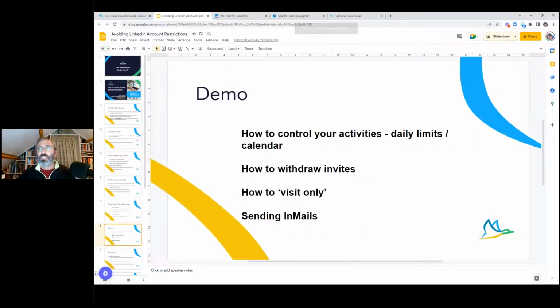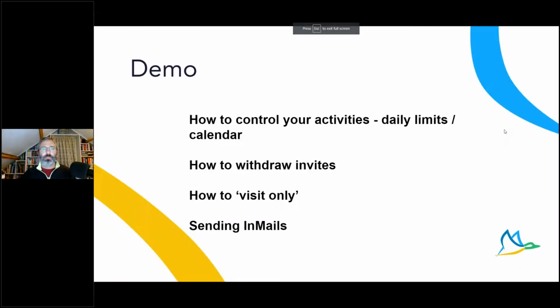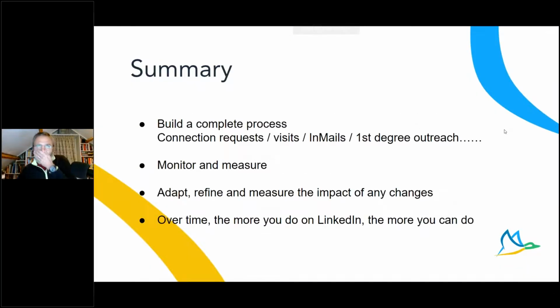Let's go back to the slides a second. There we go. So in summary, build a complete process. Don't just think about connection requests. You've got connection requests, you've got visits, you've got InMails, you've got first degree outreach. You can even follow profiles. You can do all sorts of other things. All of those options are available through your Dux-Soup robots, whether you've got Pro or Turbo.